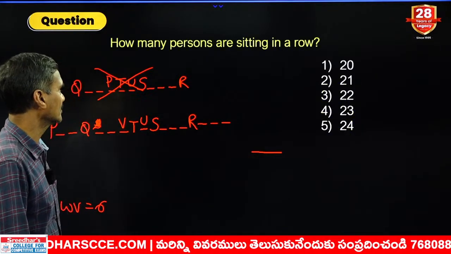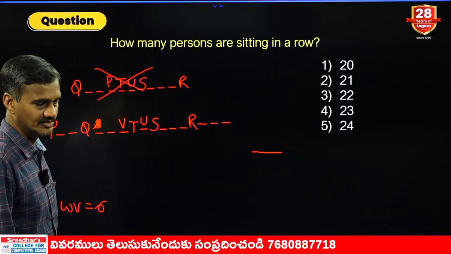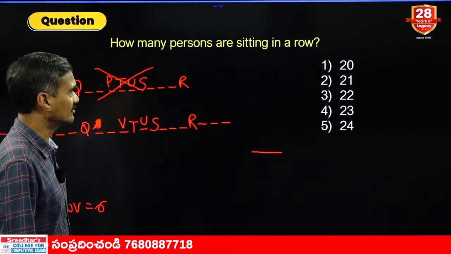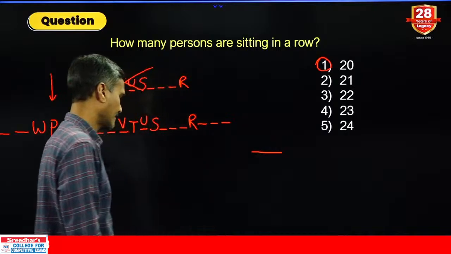Now coming to question number 11. How many persons are there? S, facing south direction. Now this is the left hand. Now in this case, how many persons are there? There are 20. 20, that is choice 1, question number 11.